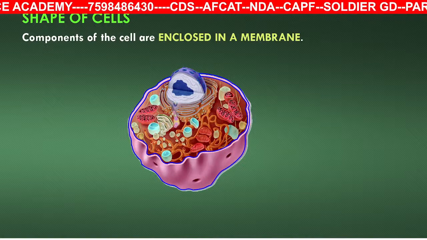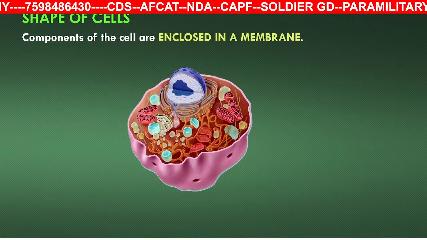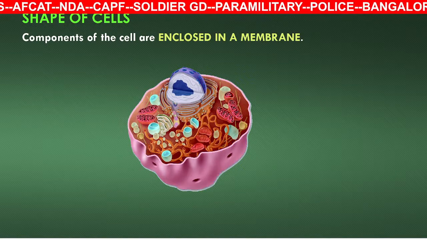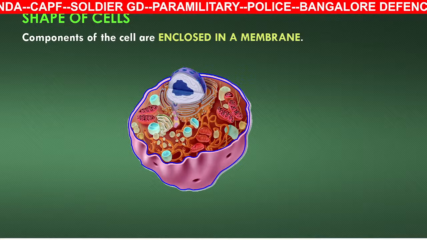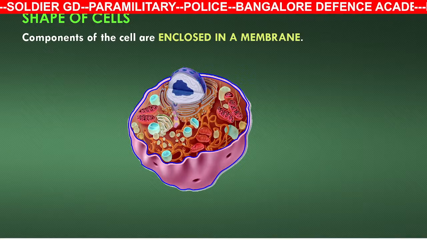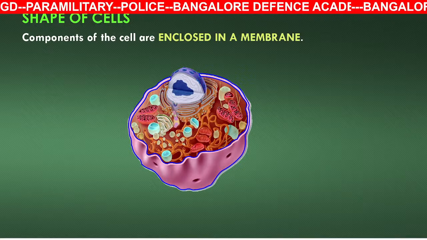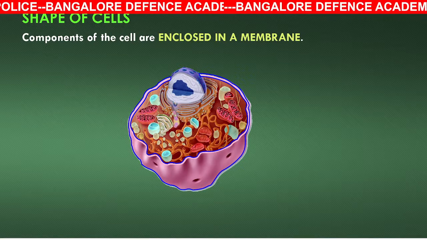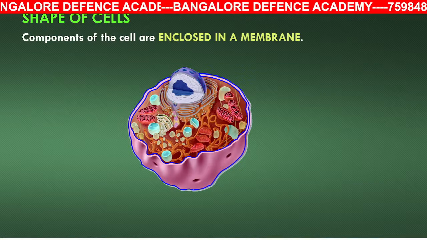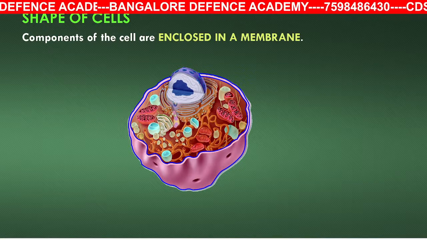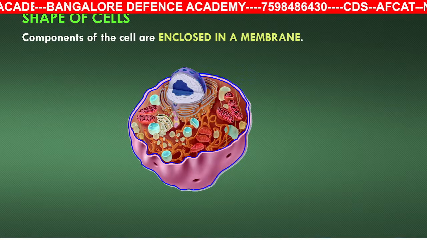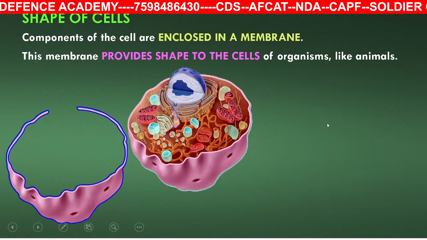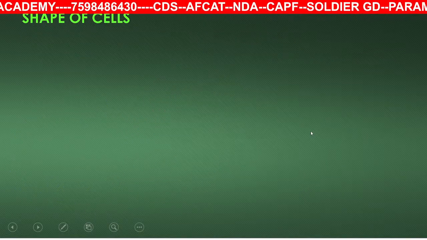So components of the cell are enclosed in a membrane. Look at this pink color which is highlighted. Imagine you are buying something in a grocery shop and they are giving you a bag. So this is like a bag, a protective layer. Inside this layer, everything is there: mitochondria, nucleus, endoplasmic reticulum. And this red color you can see, that is a jelly substance that is called cytoplasm. So what you have outside is called the membrane, a covering layer, a protective layer. It provides a shape to the cell of the organism.